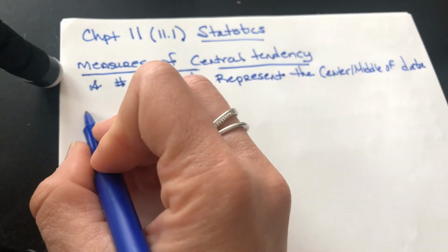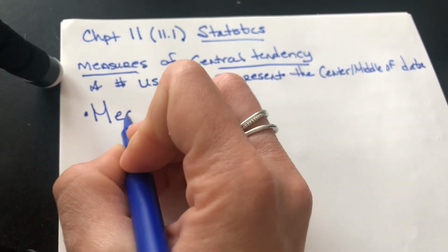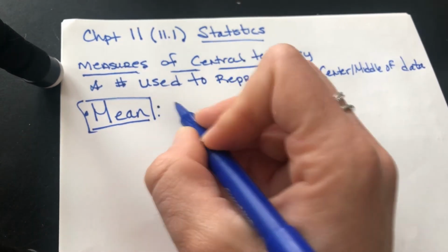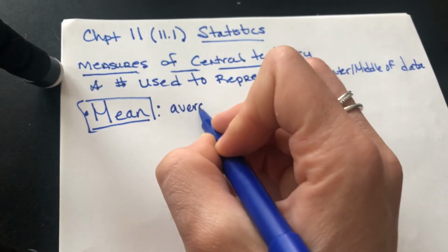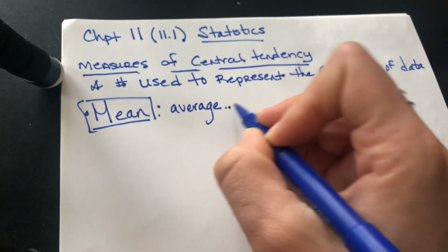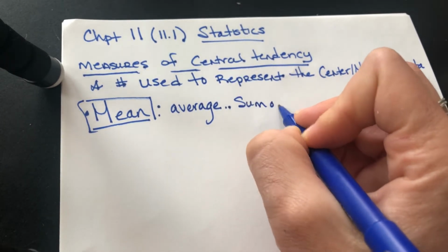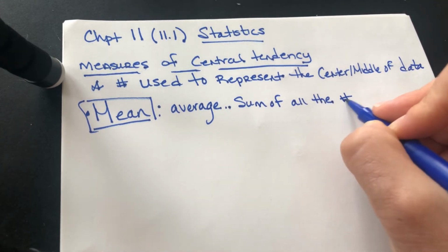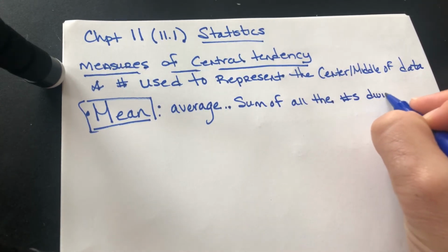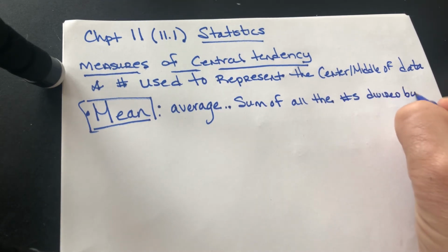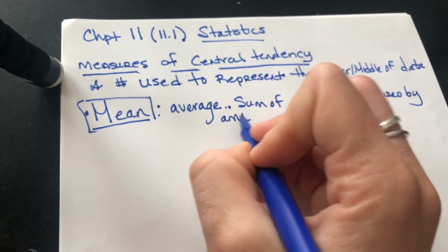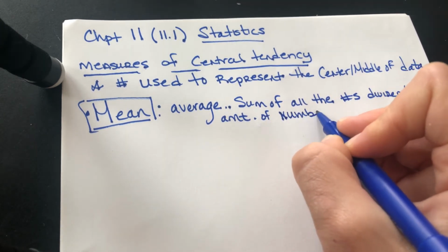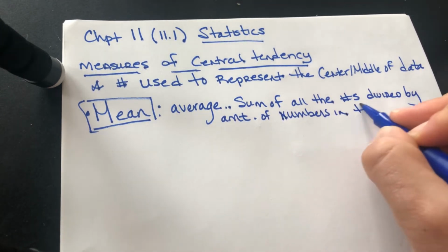The first one of central tendencies we're going to talk about is your mean. Well, that's pretty simple. Hopefully you guys are aware. The mean is your average, and you guys know how to find average. Your average is just the sum of all the numbers divided by the amount of numbers in the data.